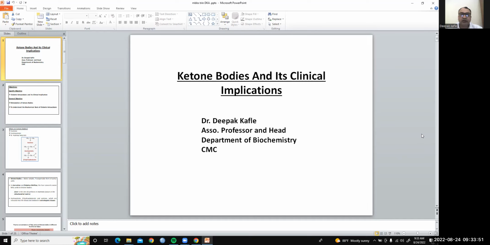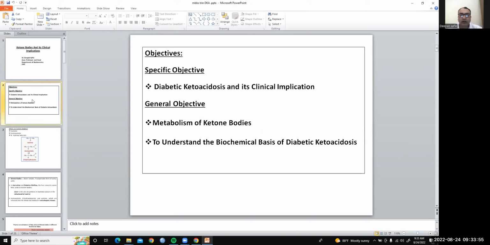Today's lecture is on the ketone bodies and their clinical implications. The specific objective of today's lecture is diabetic ketoacidosis and its clinical complications. And the general objectives of today's lecture are metabolism of ketone bodies and to understand the biochemical basis of diabetic ketoacidosis.